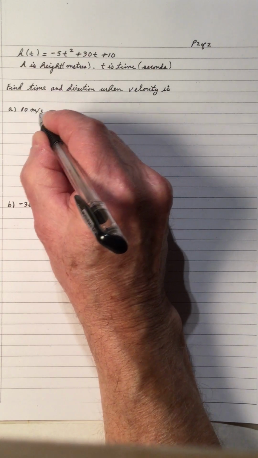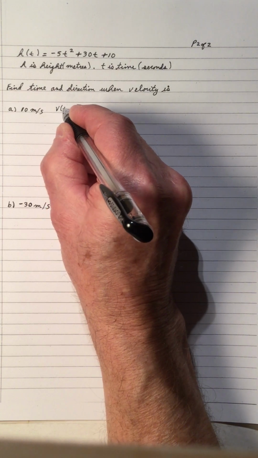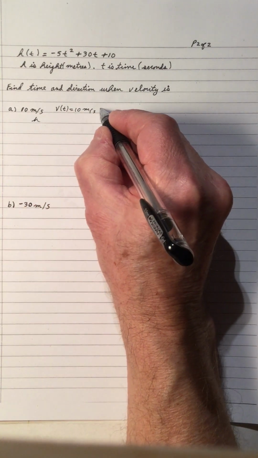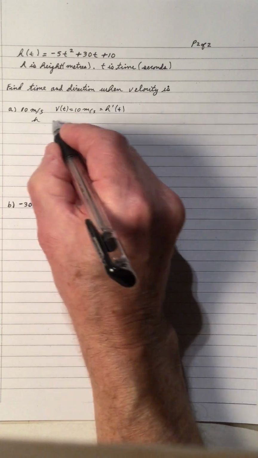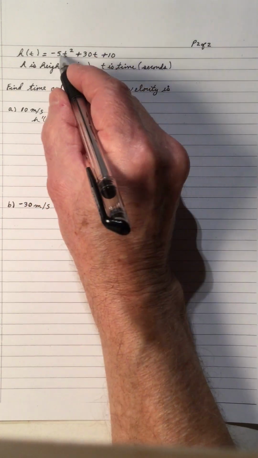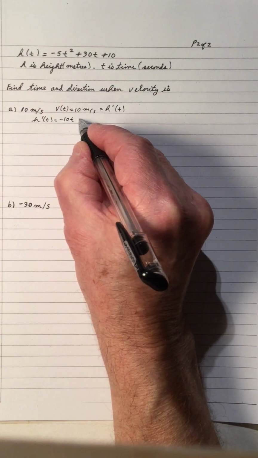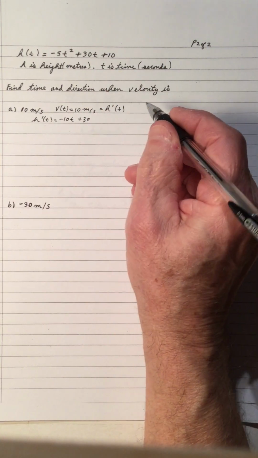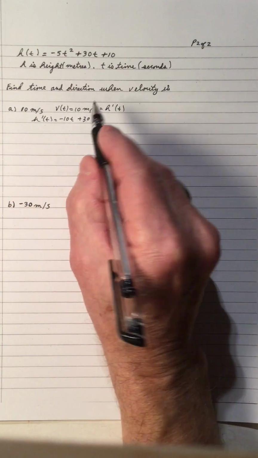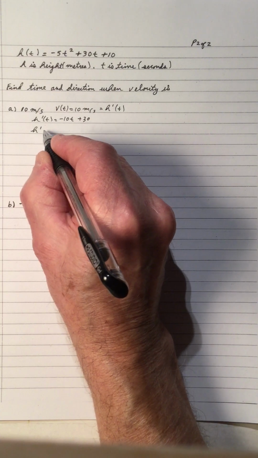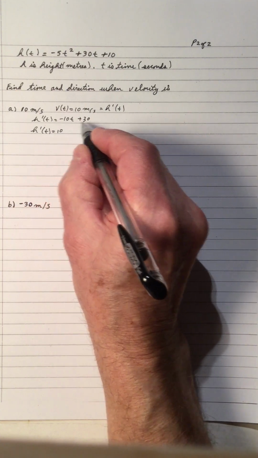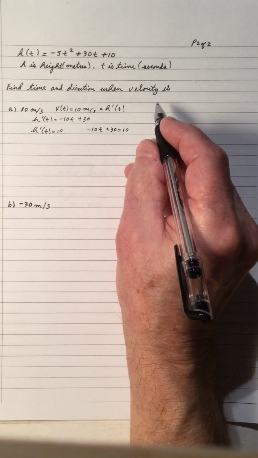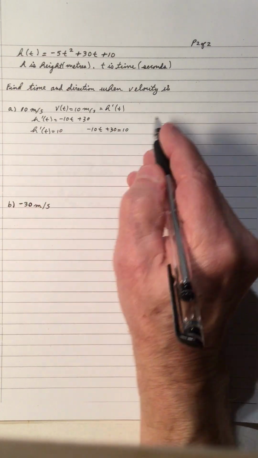So we have a V(t) of 10 meters per second. The V(t) is also H prime of t. So H prime of t is negative 5 times 2, which is negative 10t. The derivative of 30t is 30. The derivative of 10 is 0. So we want the velocity to be 10 meters per second. That means negative 10t plus 30 equals 10. The derivative is the velocity. The velocity is 10, so we'll solve this.